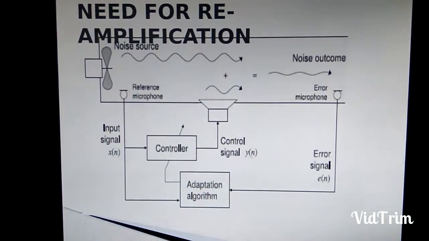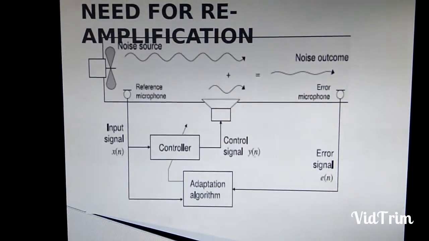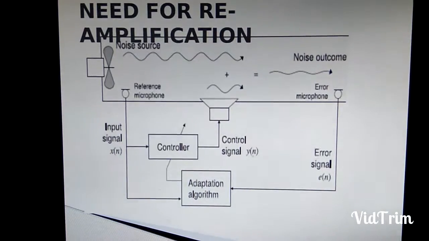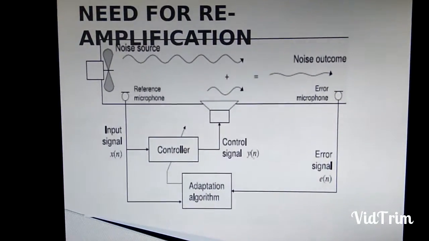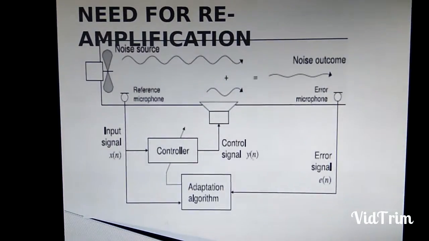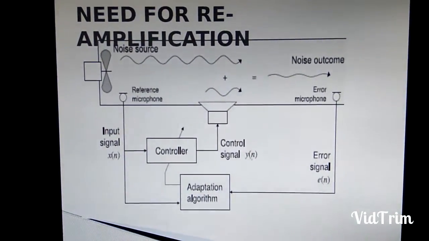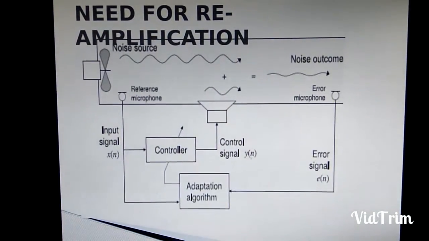An important component of the transmission channel is the need for reamplification. The audio signal, after being transmitted by the transmitting antenna and received by the receiving antenna, suffers a loss of energy. This is called attenuation. Hence it becomes very important to reamplify the audio signal so as to obtain the required strength.